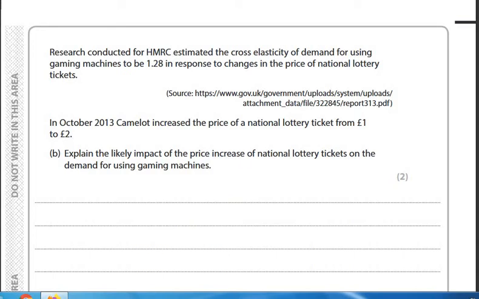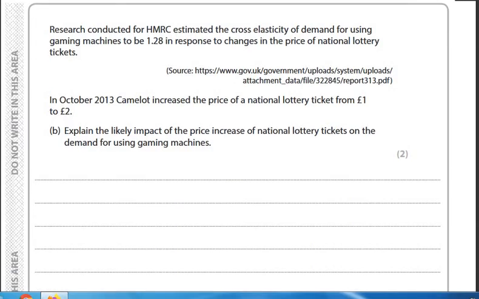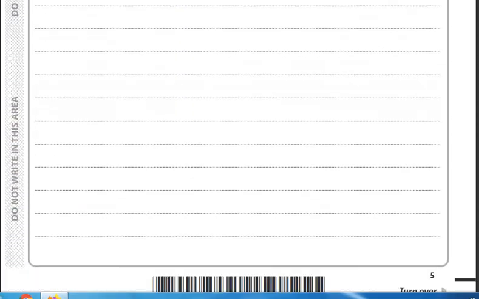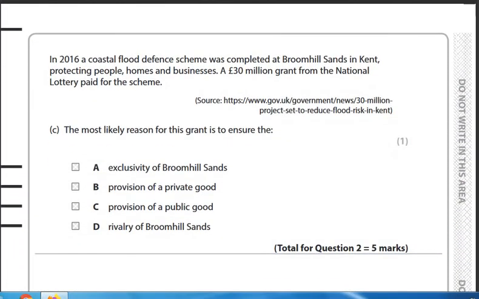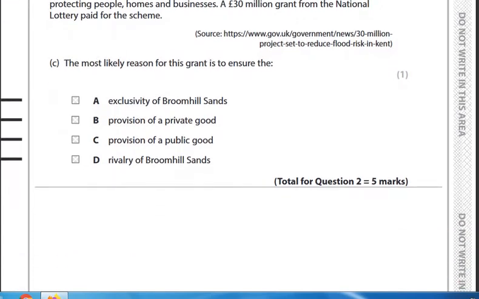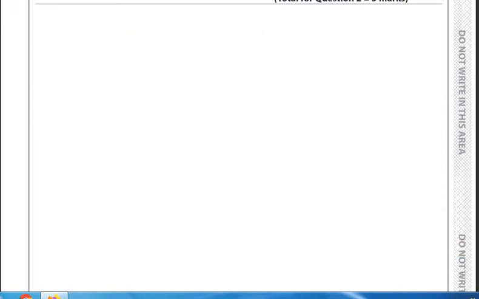The next question is about cross price elasticity of demand. Students that are going to mess this up will mess it up for 2 reasons. The first reason is that they don't know the formula because they've not revised it, and the second reason is they just can't do a percentage. Third question is about public goods again. So this is all Theme 1.